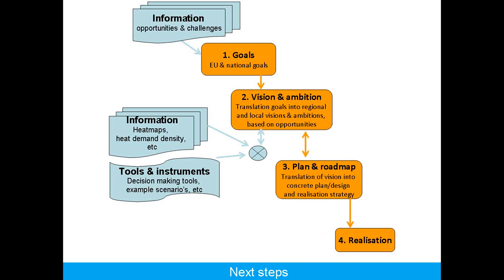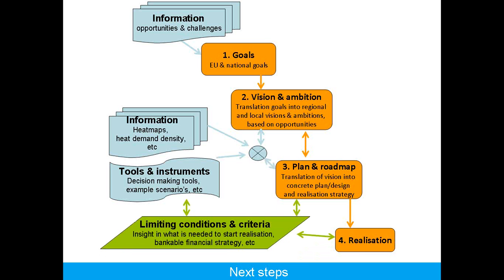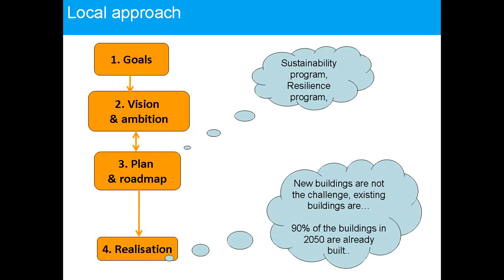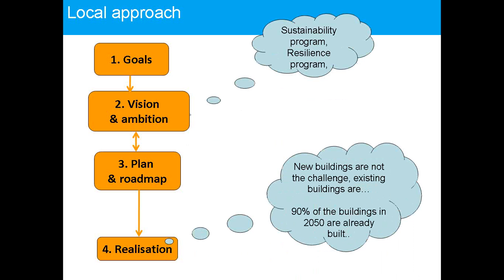So we are now working on a sort of intermediate step, translating it into concrete plans and designs, and really being concrete about where you want what kind of solutions, and also working on a roadmap and realization strategy, and really getting insight into your limiting conditions and criteria, so we can understand what you need and what we need to make steps. If you look at our local approach, we did have our ambitions already, but the realization really did not go as fast as we wanted. And the thing is, new buildings are not a challenge, and we had rules for new buildings, but not for the existing buildings. And we think about 90% of our existing buildings are already built now. So it's like already been said: if your building is there, it's harder to improve. So really, you have to look at ways to improve the existing building stock.